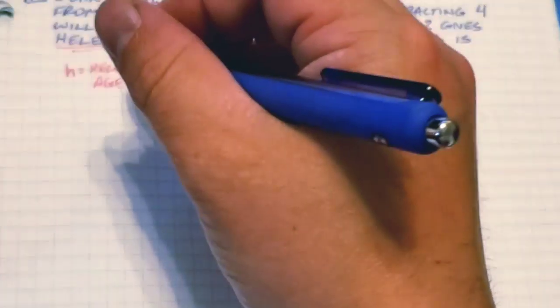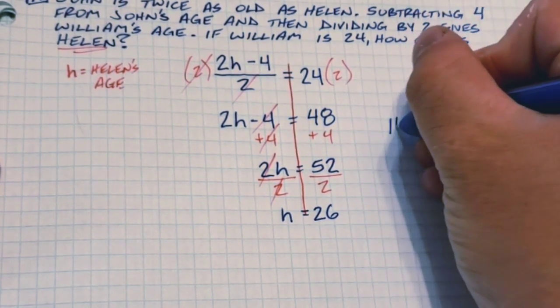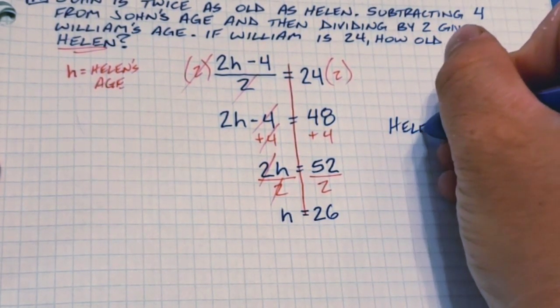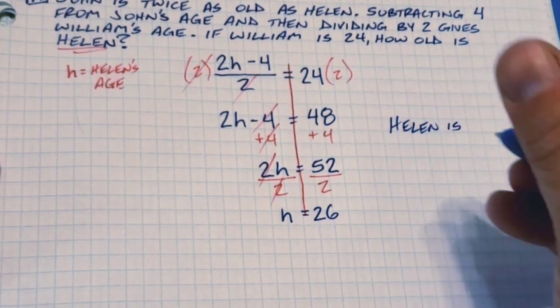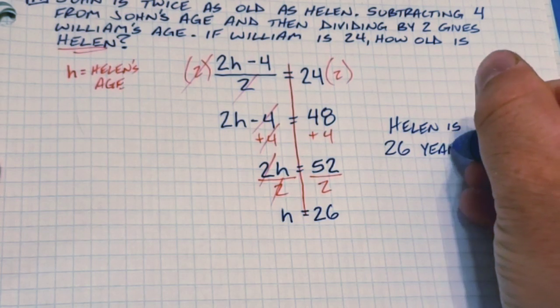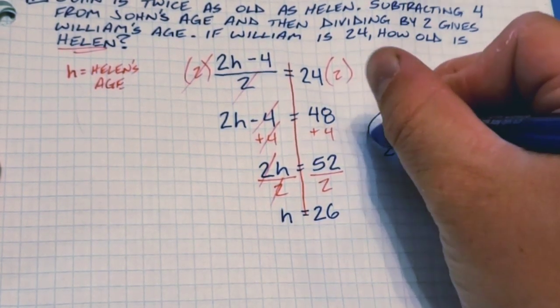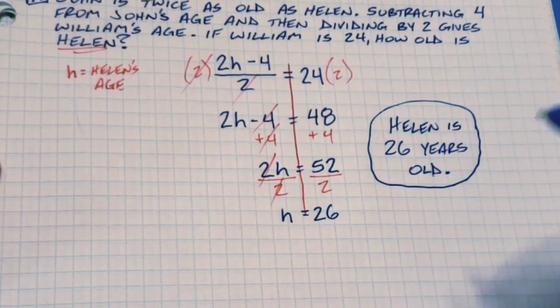What was H? H was Helen's age. So how old is Helen? Helen is 26 years old. Got it.